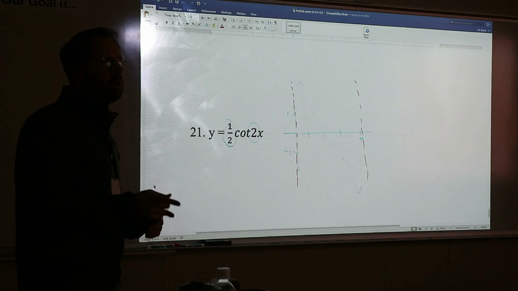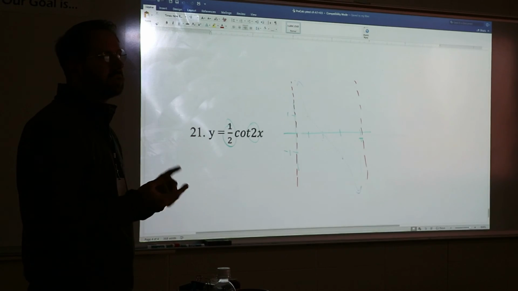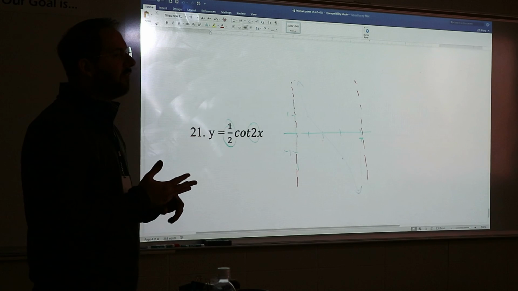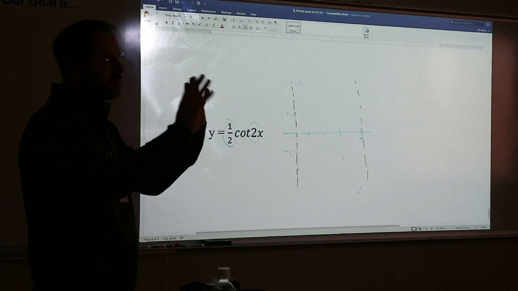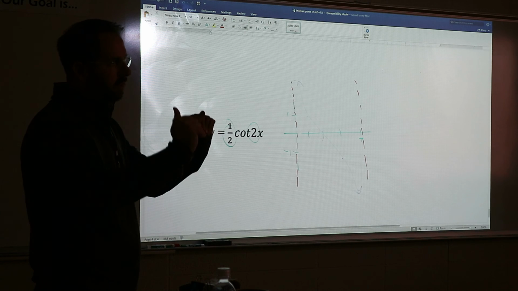Now, I'm going to warn you. I could put a sine, cosine, or tangent graph up here. If I'm going to give you tangent, you better be well aware of how those work, because the markers across are very different. Okay?